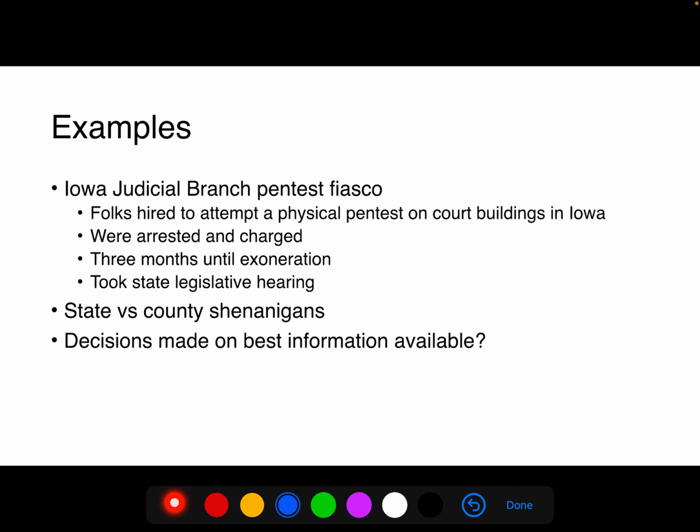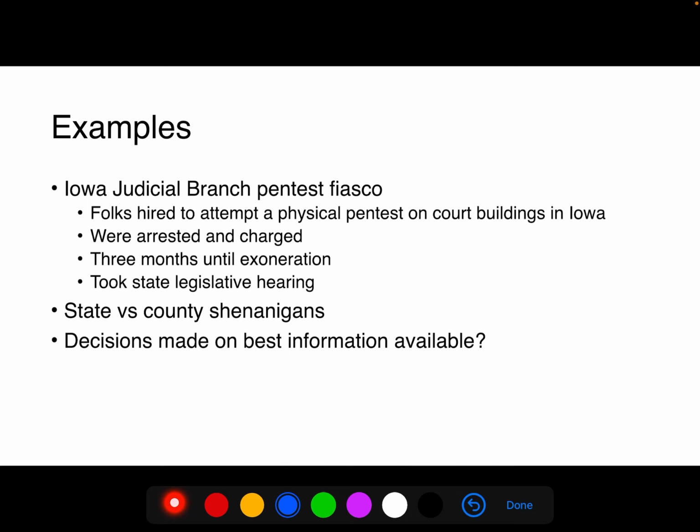They were released on bail, and it was pretty significant. It took Iowa 3 months to exonerate them, and the district attorney was not going to until a state legislative hearing was held on the matter, and then there was some downward pressure from the state legislature to drop it.